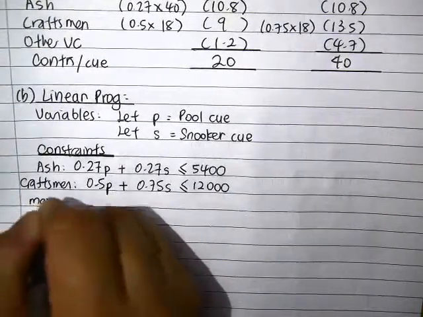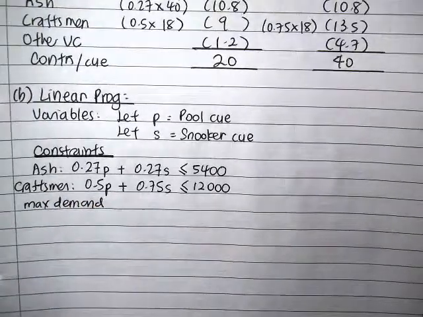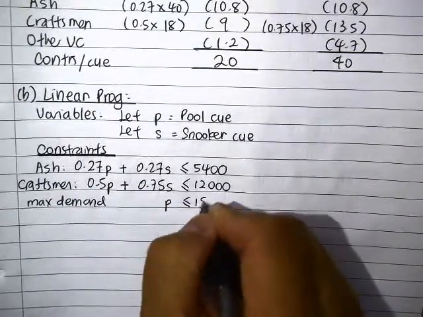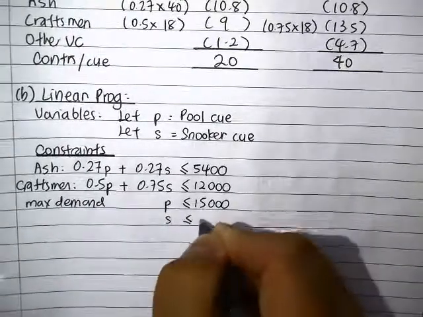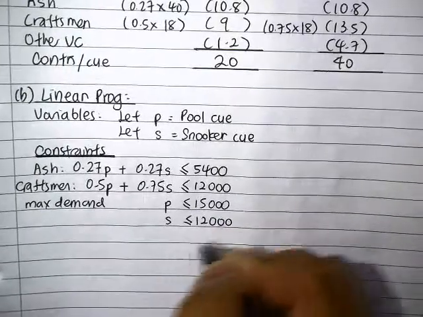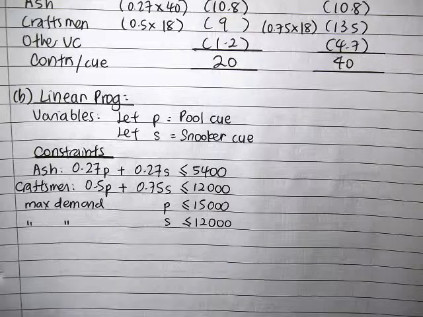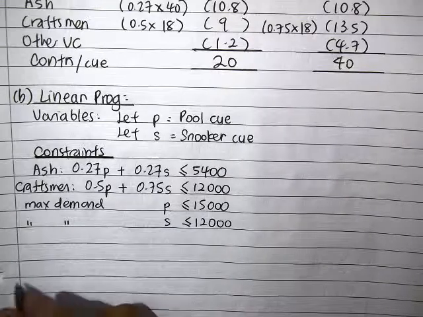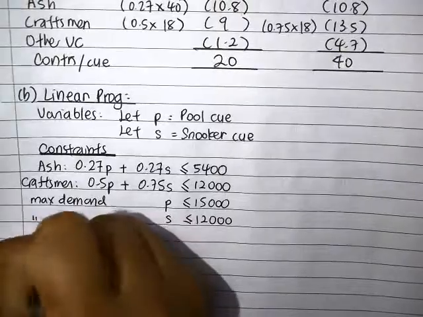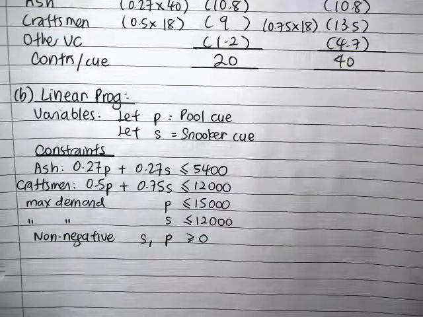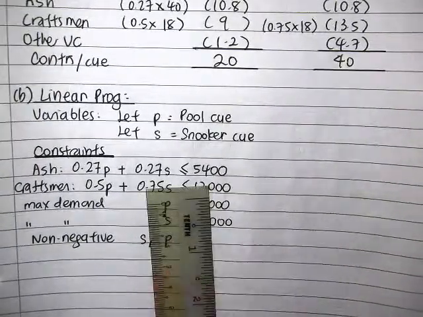Maximum demand, where P does not exceed 15 and then S does not exceed 12. Anything else? Got it. Still got? There's only ash and worker. Correct. And demand. No more there, right? That means the last thing is just to put in a non-negative. The S, P must be at least or more than 0. Now, so you put down your constraint.